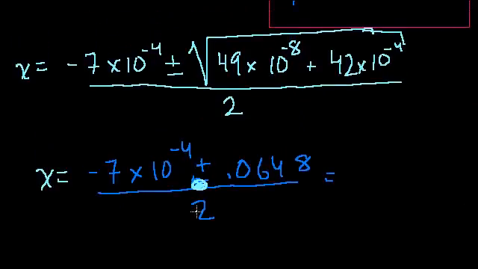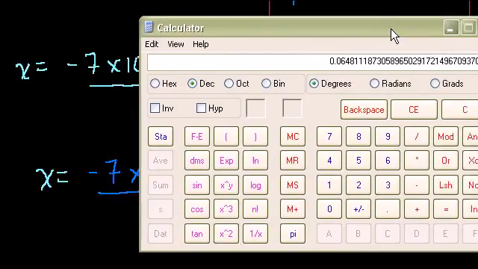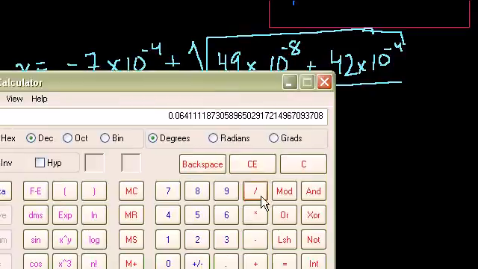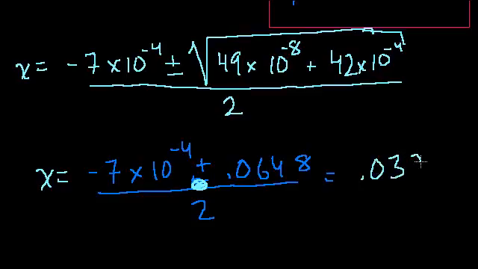So let's just do our math. We take this and we subtract that. So we have minus 7 e negative 4, which is equal to that, and then we have to divide by 2. Divided by 2 is equal to 0.032. And remember, this is our hydrogen concentration.